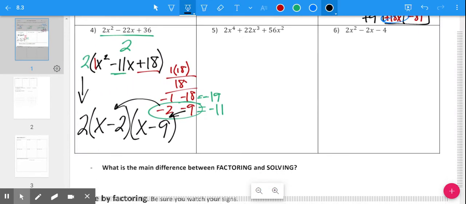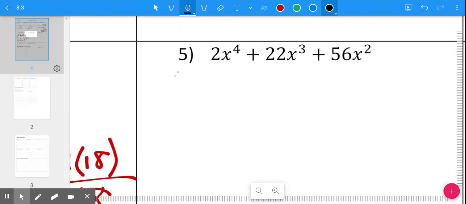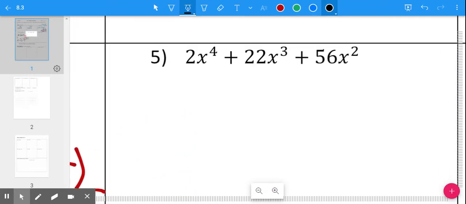So I'm going to leave those other 2 for you to use to practice. So look for what those numbers have in common. Oh, never mind. We're going to do number 5 because it's got a lot of x variables.